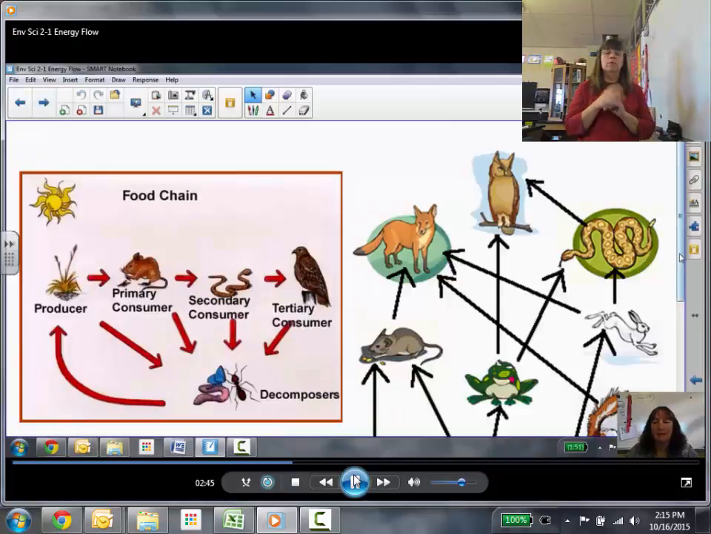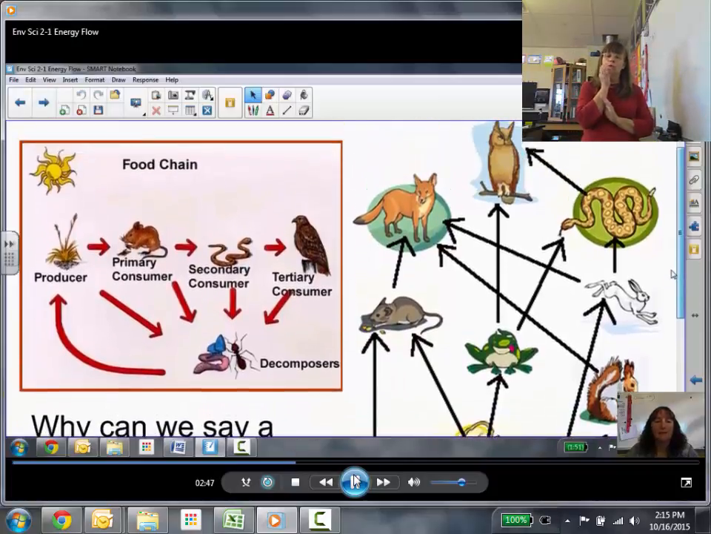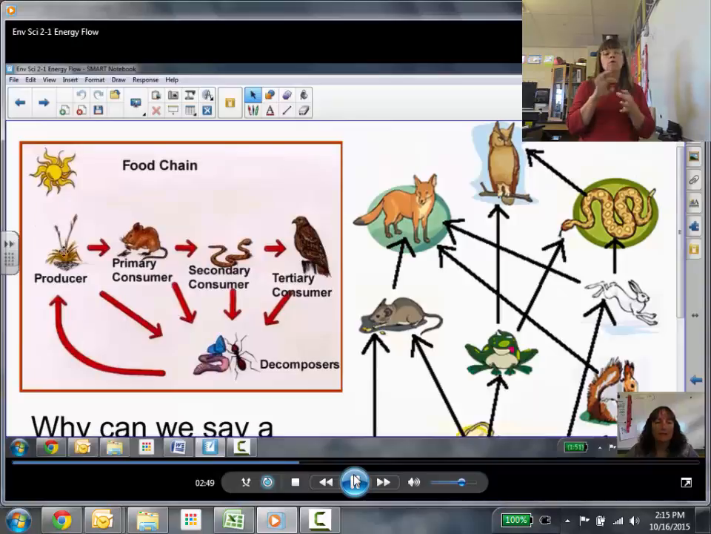So here's an example. Here's the food chain. We have the grass, the mouse eats the grass, the snake eats the mouse, the hawk eats the snake, and then the decomposers, once all of those die, decompose all of that. It's really not that simple, because the mouse is probably eating other things besides the grass, the snake is probably eating other things besides just mice, and the hawk is definitely eating more things besides just a snake.